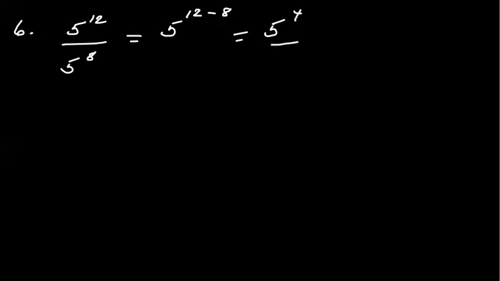Number 6, and this is a division problem. It says 5 to the 12th divided by 5 to the 8th power. What do we know about division? We know that we're going to subtract. So we're going to have 5 to the 12 minus 8. We subtract the powers. So this becomes 5 to the 4th power. All right, that's it. That's your worksheet.